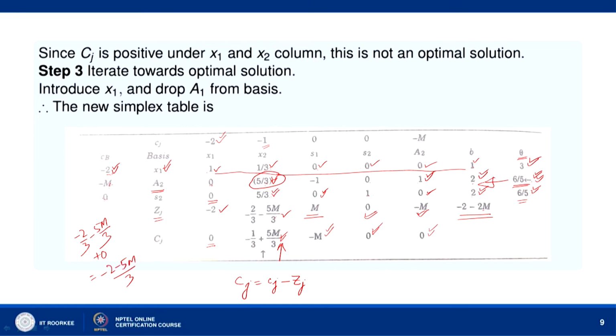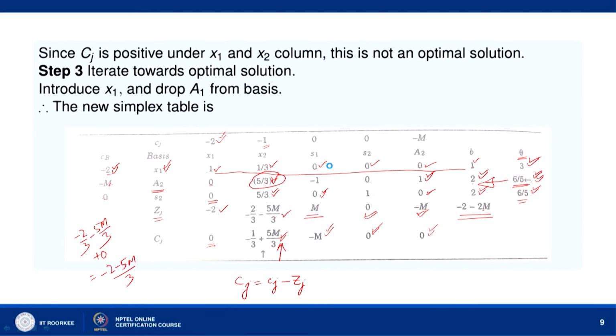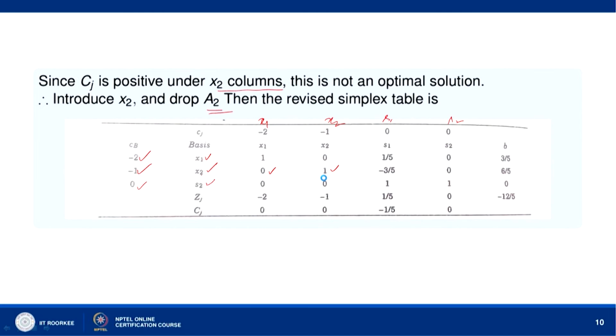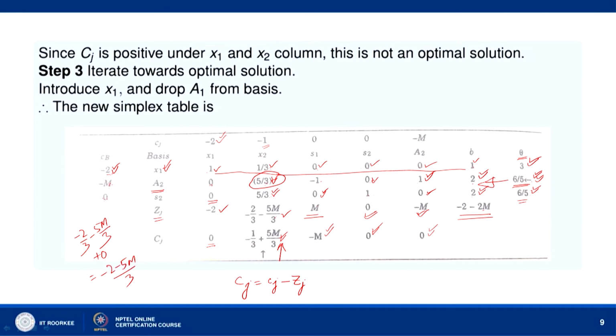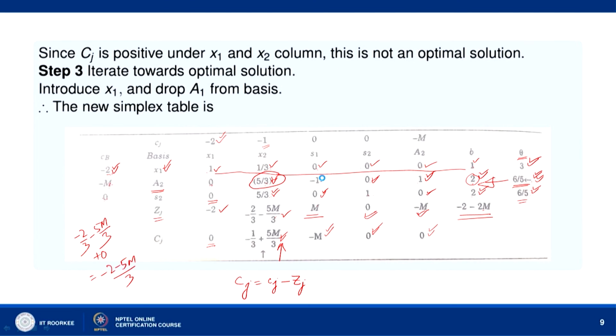When we divide the key row by 5 by 3, what do we get? We get 0, 1, and 5 by 3 we are dividing, so we will get here minus 3 by 5. Then this one is 0, and here 2 we are dividing by 5 by 3, so it will become 6 by 5. Now, this row is the row with the help of which we will make the entries 1 by 3 and 5 by 3 zeros.